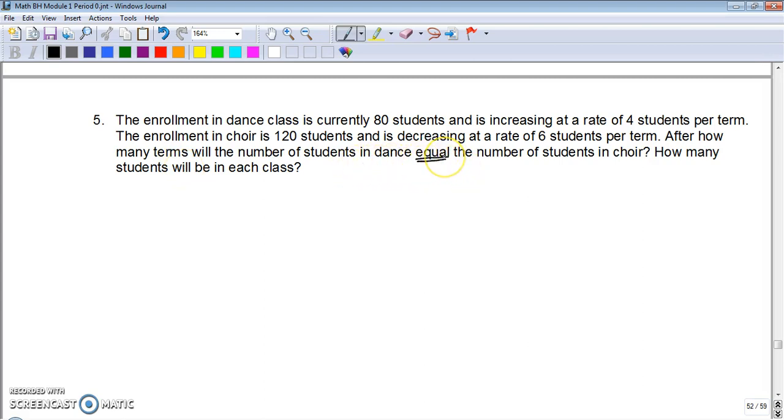This is just like the Boondocks one. The number of students in each class. How many students will be in each class? So we'll put number of dance class students. So this starts at 80 and increases at a rate of 4 per term.